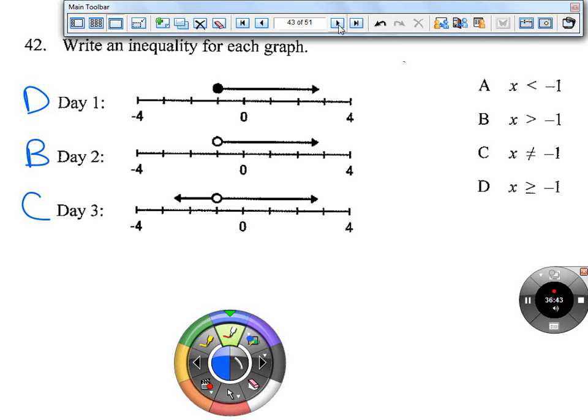Okay. Write an inequality for each graph. This one looks like it's right here at negative 1, and it's closed, and so it looks like all the numbers greater than or equal to negative 1. So I got to use this inequality because it has a bar underneath it. This one is the same thing, but it has an open circle because it doesn't include negative 1. And then this graph looks like it's everything except for negative 1. So that's why it's open at that spot. So that's why it's C.